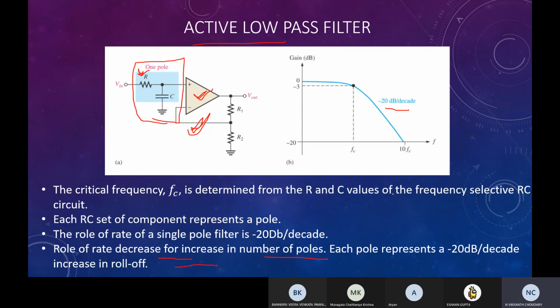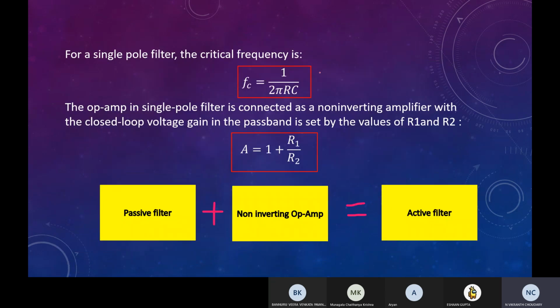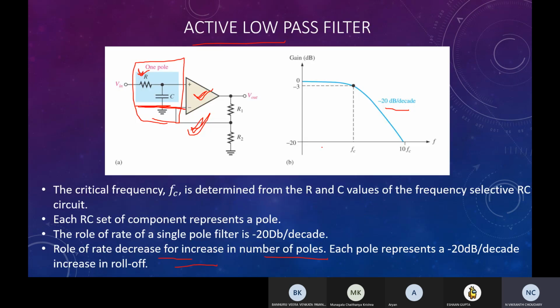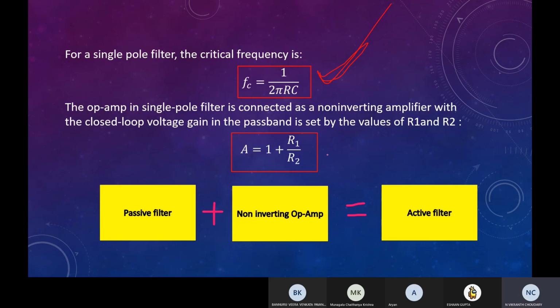As I told you earlier, all the filtering occurs in the passive circuit itself. So all the formulas of the passive low pass filters would actually be true for active low pass filters as well. So the cutoff frequency FC would be 1 by 2 pi RC, and the gain of the non-inverting op amp, as we have seen in the previous workshop, would be 1 plus R1 upon R2. So this is how an active filter is constructed.